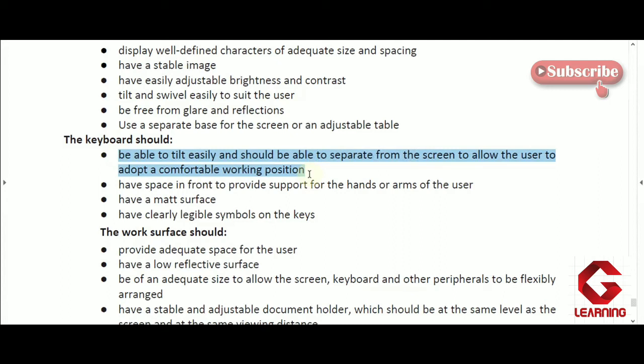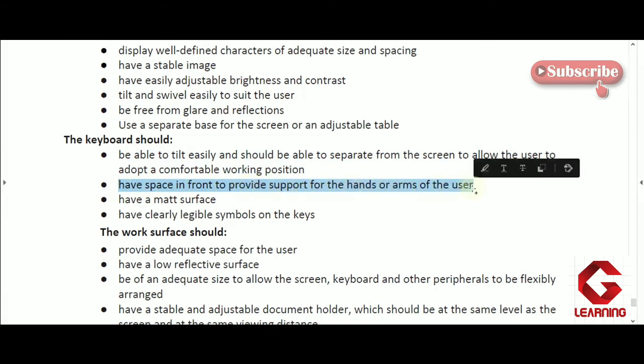Those stands we are using to tilt the keyboard, and because of those stands, as we are able to tilt the keyboard, we are able to easily type by using that keyboard. So that is the first point here. We should be able to tilt the keyboard easily as per our convenience or as per our body posture, so we will be able to use that keyboard for a long time. Now the next one is have space in front to provide support for the hands or arms of the user.